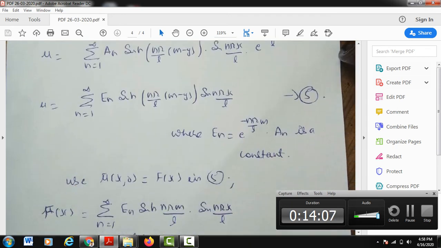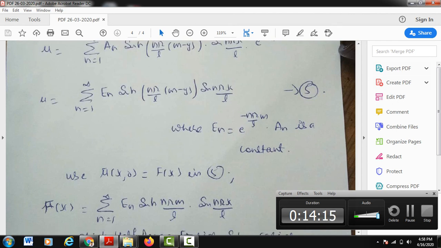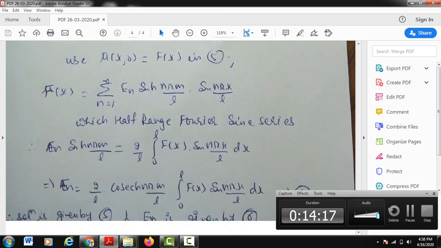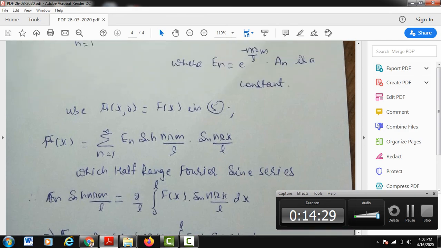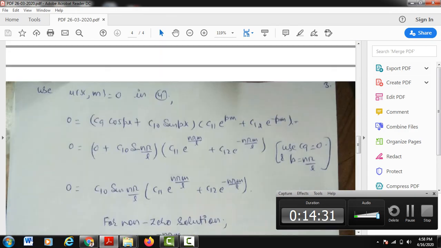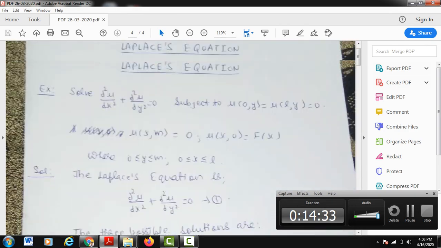So the equation number 1, its general solution is given by equation number 5, and you can see from equation number 5 there is a constant E_n which is being evaluated by equation number 6, that is 2 over L cosech n pi m over L, cosecant hyperbolic, integral 0 to L f of x sin n pi x over L dx. Okay, so this was the overview of the Laplace equation and its application on the numerical.